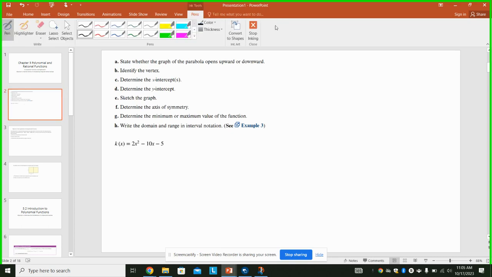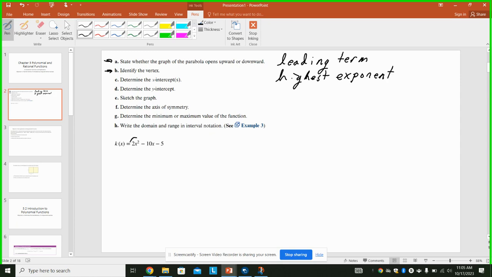To recap, before I get back into B, I did skip A, which is to state whether the graph of a parabola opens upwards or downwards. What we can do is pay attention to the leading term, the one with the highest exponent. So in this case, what is my highest exponent?